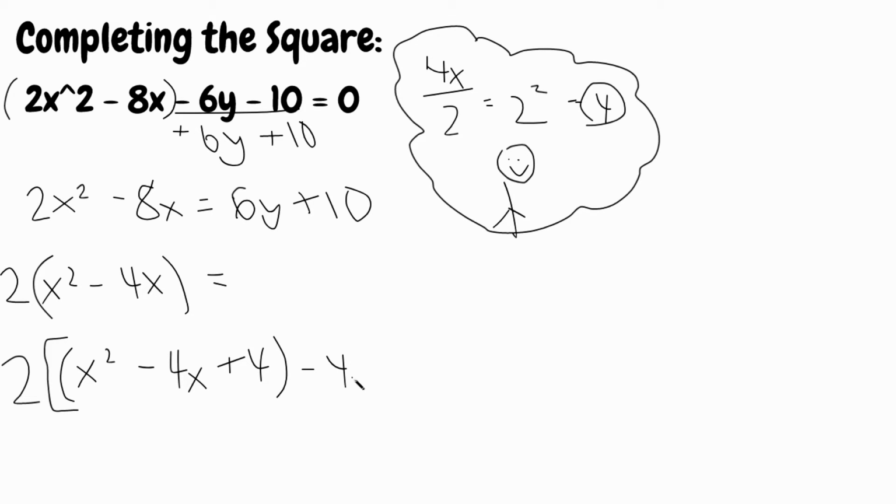Why is that legal? Because if you add 4 to an equation and you subtract 4 to an equation, that's just basically adding 0 to the equation, and that does not change it at all. And then of course this stays the same. This is 6y plus 10 right here. Now this is where the magic happens.